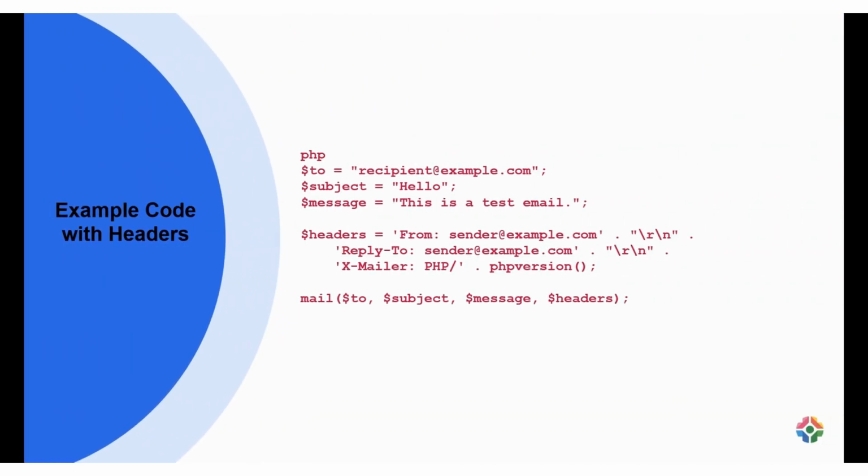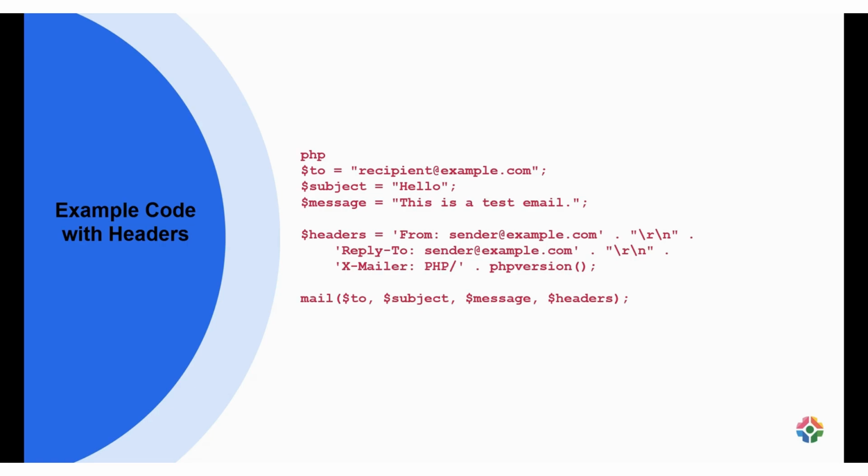The provided PHP script demonstrates how to send an email using the mail function. First, you define the recipient's email address, subject, and message content. Then, you set the email headers, including the sender's email address, reply-to address, and additional information like the mailer being used. Finally, the mail function is called with the recipient's email address, subject, message, and headers as parameters to send the email. For example, in a contact form on a website, this script could be used to send an email notification to the website owner when a user submits a message.